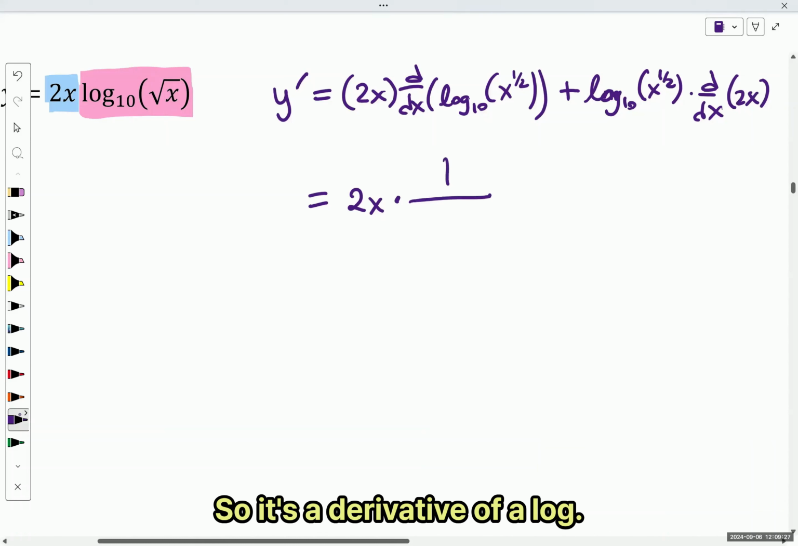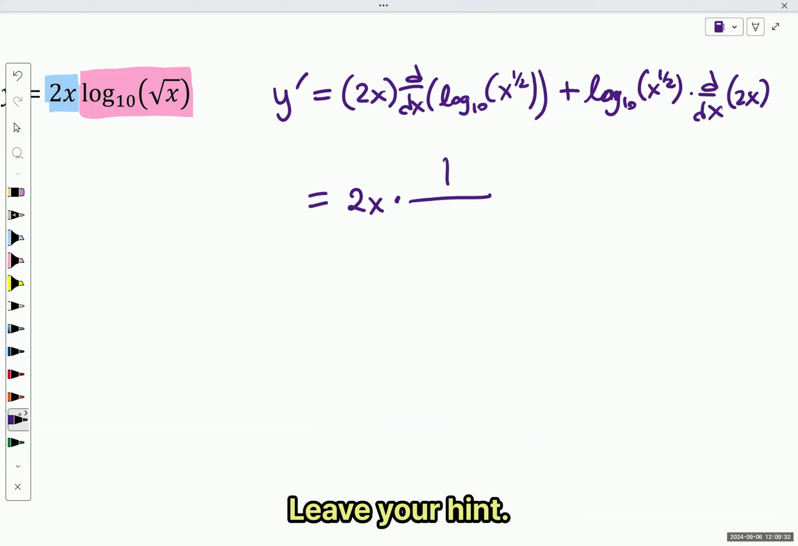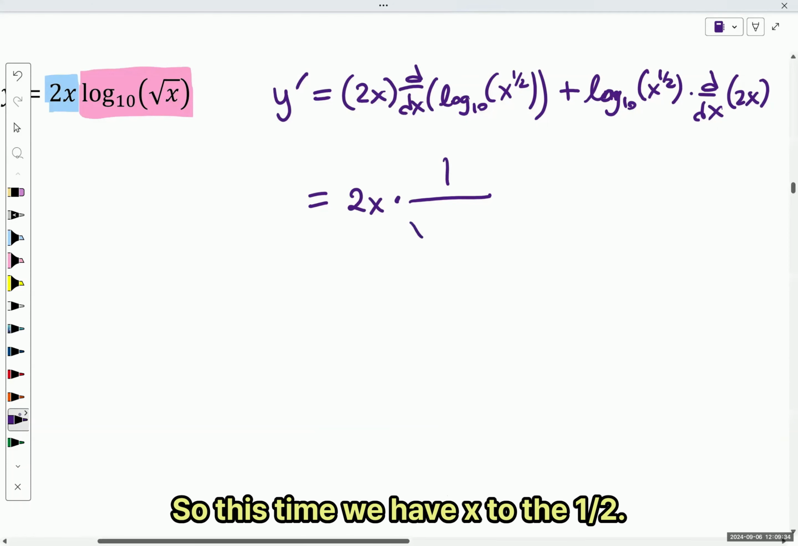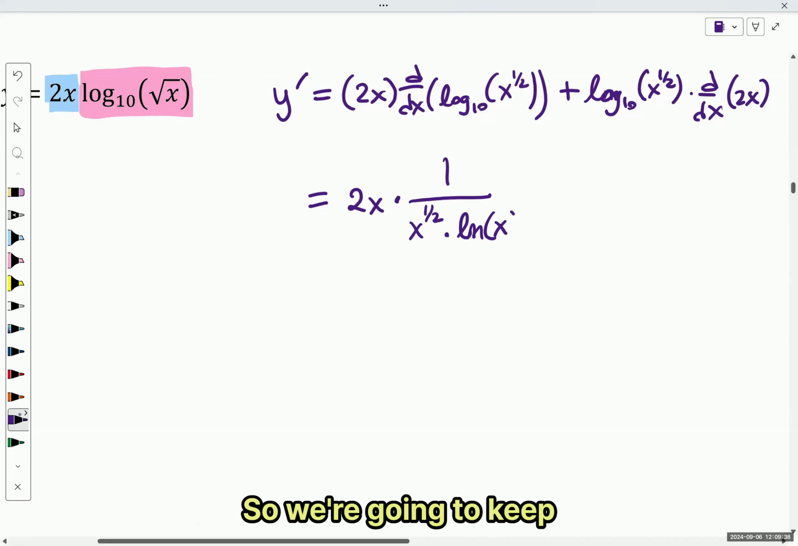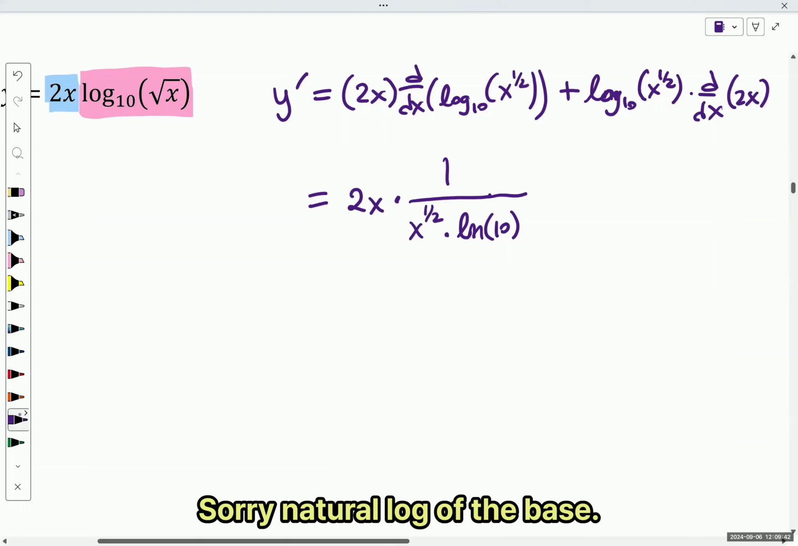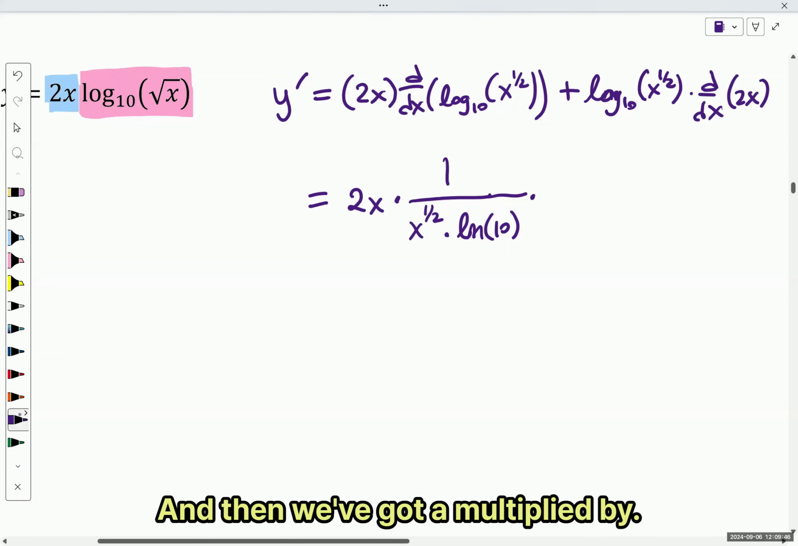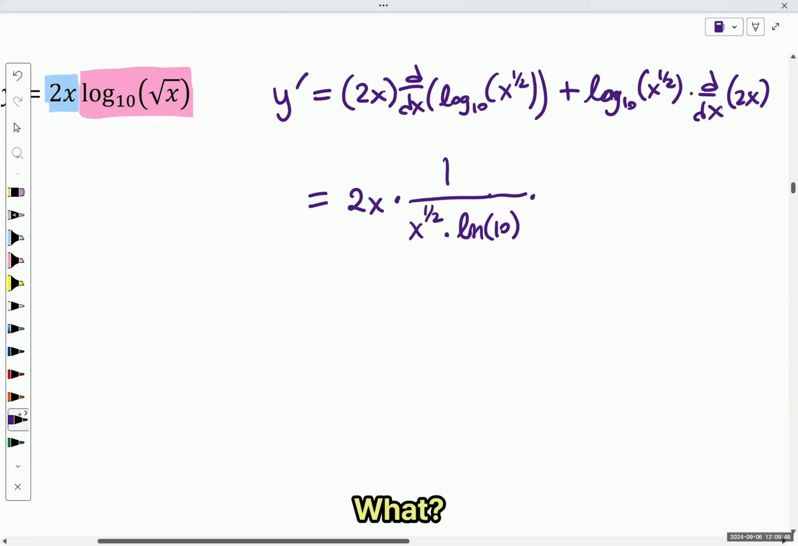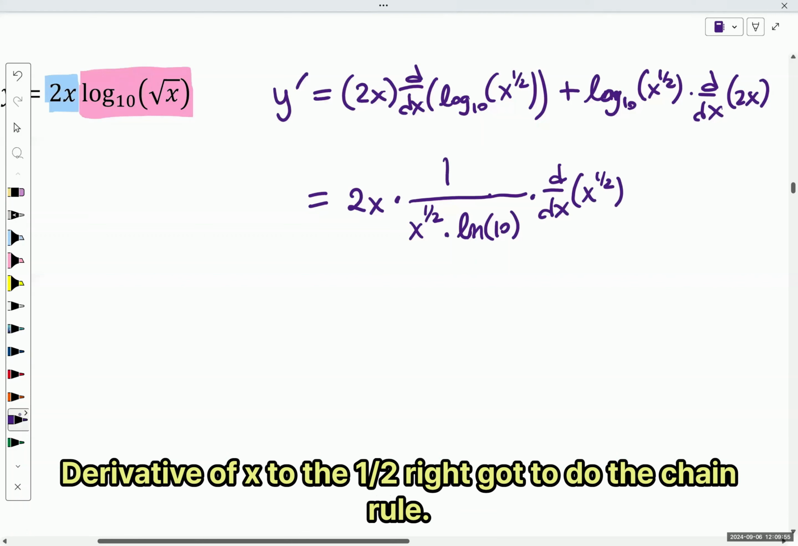I'll give you a hint. x times the natural log of the base. Yep. So this time we have x to the 1/2, so we're going to keep that x to the 1/2 in there. Natural log of 10, sorry, natural log of the base. And then we've got to multiply by what? Derivative of x to the 1/2, right? You've got to do the chain rule.